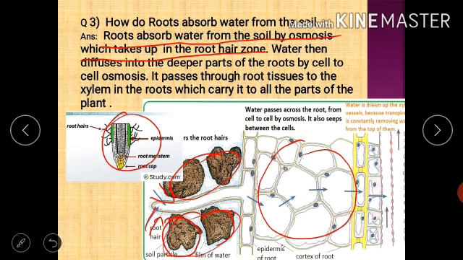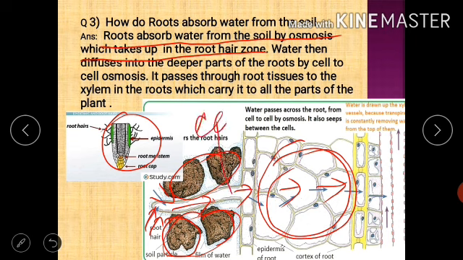Root hairs pick up the water that is transferred inward by cell to cell osmosis, and this cell to cell osmosis happens due to the higher concentration inside the root. Root hair cells have a highly concentrated solution that is known as cell sap.